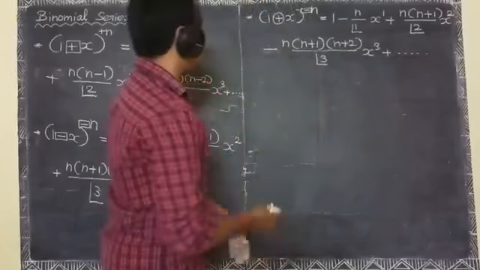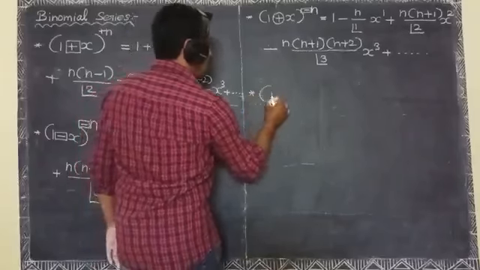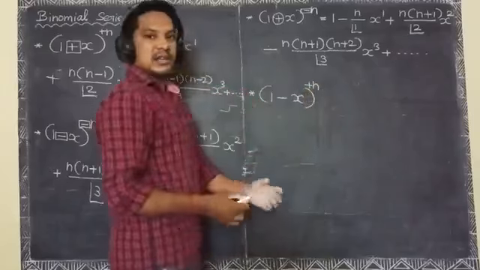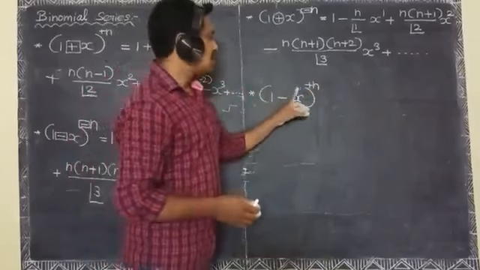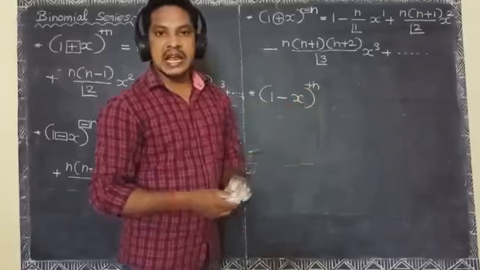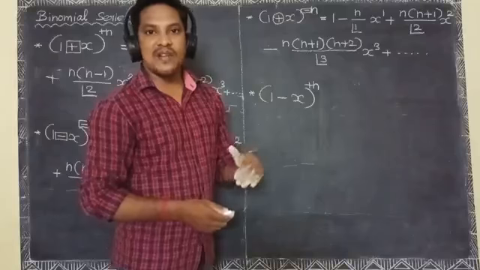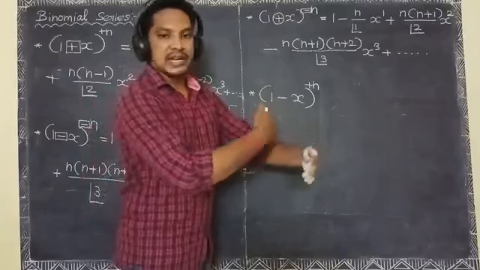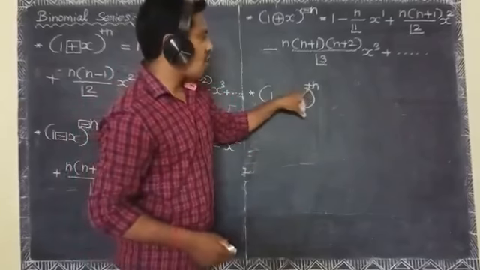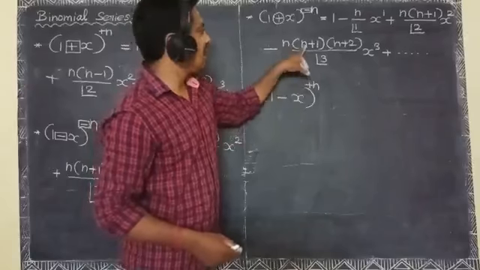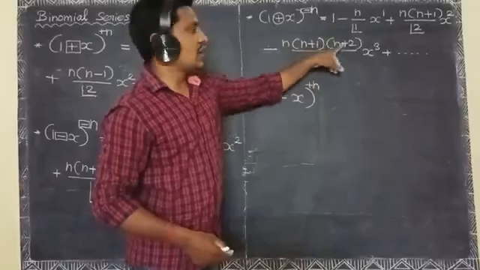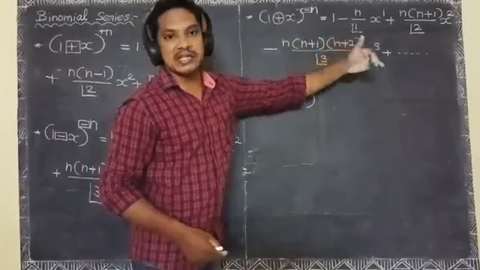Okay, next go to (1 minus x) whole power plus n. Here we compare the sign, minus plus. Minus plus means the expansion has alternating signs: plus, minus, plus, minus. The power having a positive sign means the factors are minus 1, minus 2, minus 3, and so on.